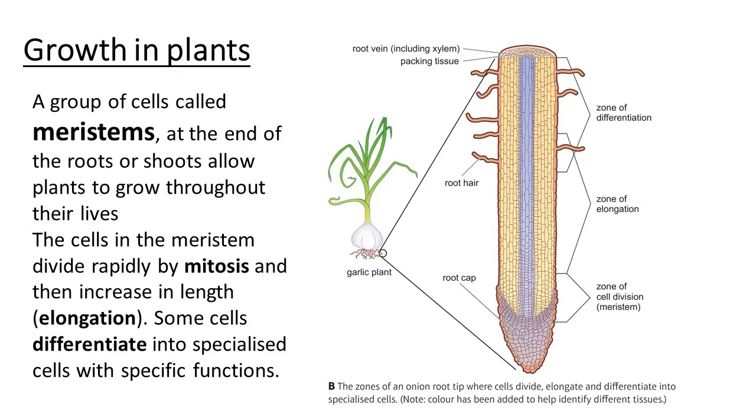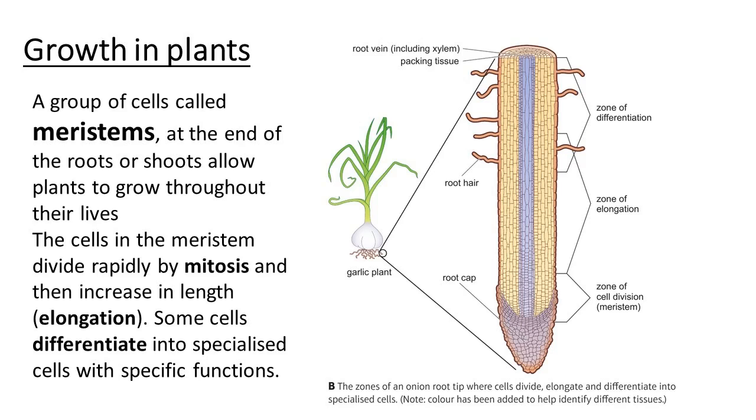And each of these 3 sections of the root tip have their own job, and you need to be aware of the job of each of these sections. So the first one, let's start back at the bottom there. So the zone of cell division. Well, cell division, we know from previous lessons, is mitosis. So in this section of the root tip, mitosis is taking place and cells are replicating themselves.